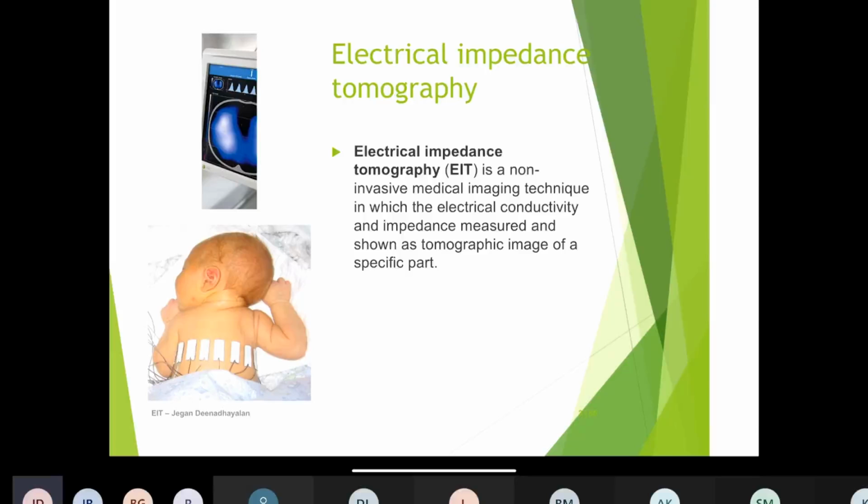So it is a non-invasive medical imaging technique where electrical conductivity and impedance are measured and shown as an image. It is an additional imaging technology which we are going to use in daily clinical routine practice. So this is what electrical impedance tomography is.